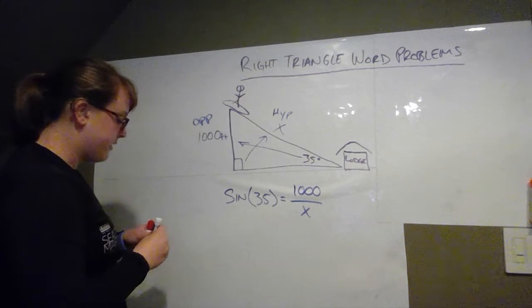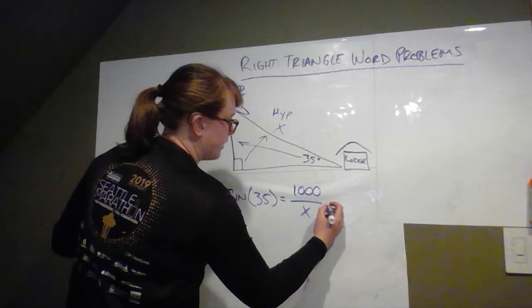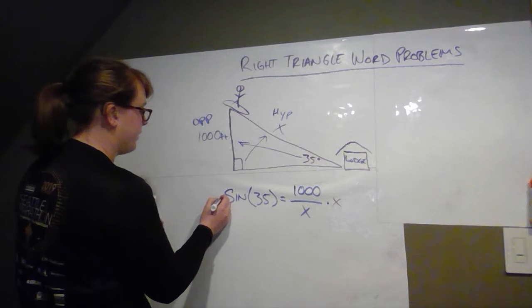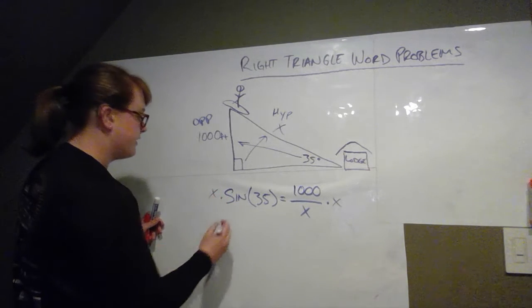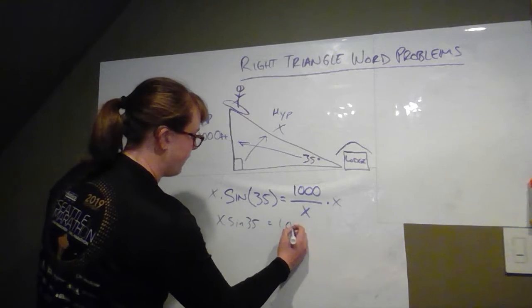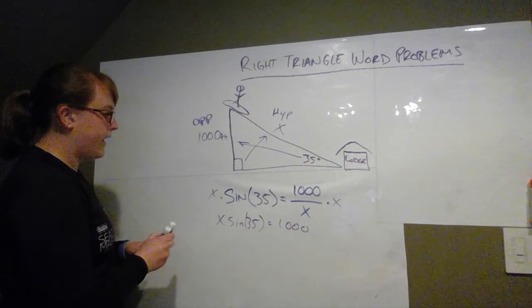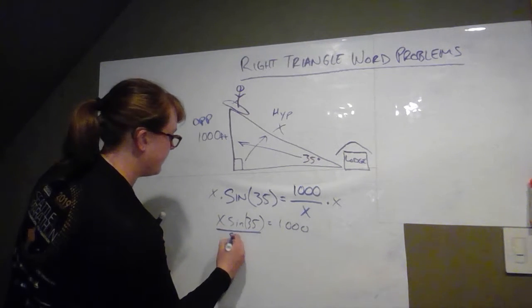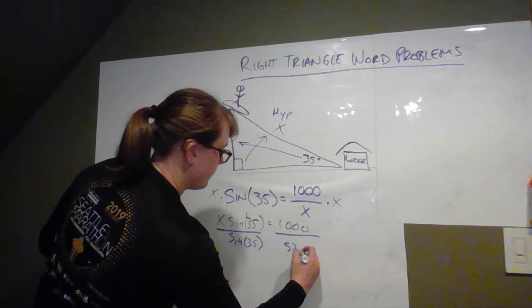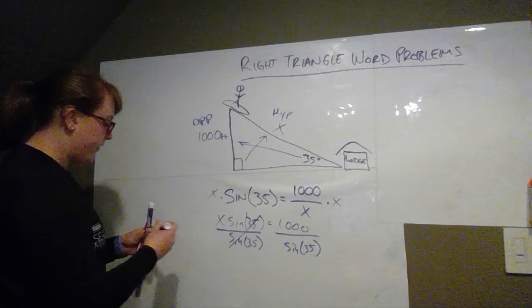Okay, so now all we have to do is solve this. So to solve, first we get rid of the denominator, so we're going to multiply on both sides by x. So now we have x sine 35 equals 1,000. Then we want to divide by sine of 35 on both sides to get x by itself. Sine of 35 cancels here.